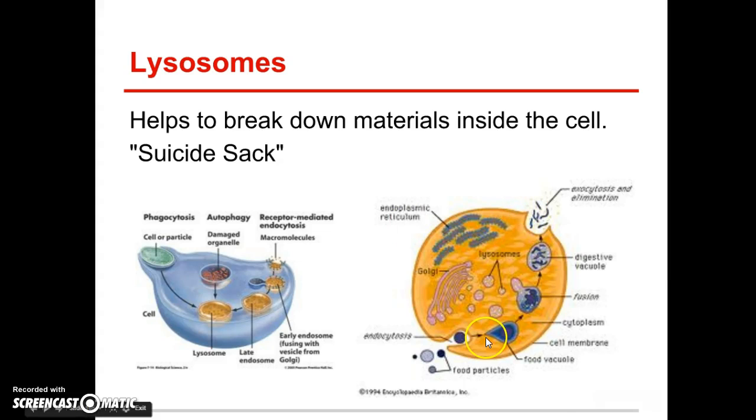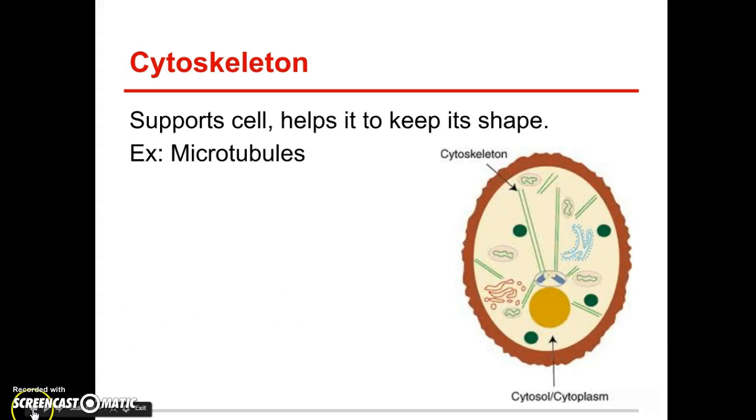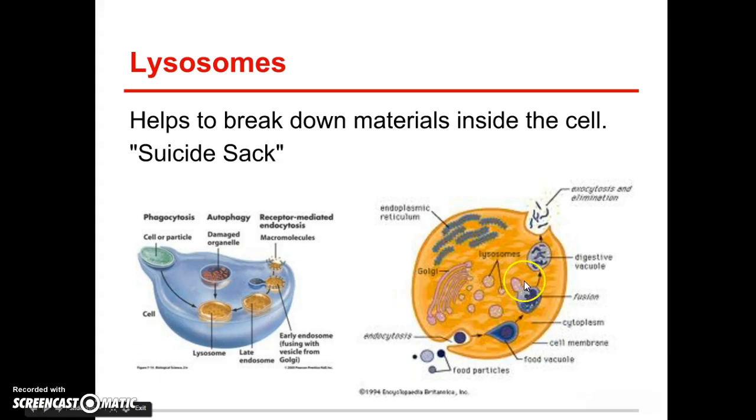Okay, here you can see another one. We've got some material that was coming into the cell. It's used. Lysosomes fuse with what's left over from it, and then it releases it out of the cell. So the lysosome, the suicide sac. They call it a suicide sac because it's almost like when an organelle is on its last leg, it heads straight for the lysosome.